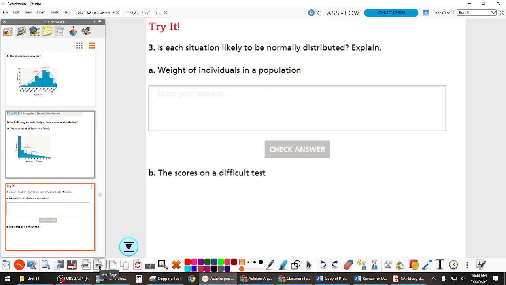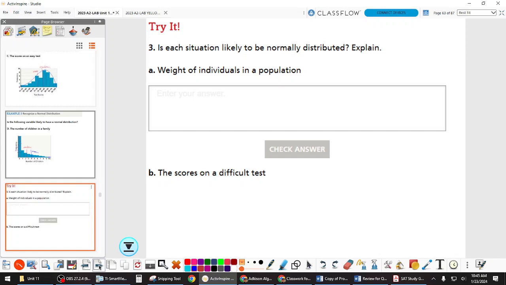All right, a couple more. How about weight? Normal, skewed, what do you think? Think about what we said about height, first of all. What was it? It was normal. So what do you think about weight? It just says in a population, so we don't know where we're looking. But what do you think? I would say probably normal, because weight usually follows height, at least to a degree.